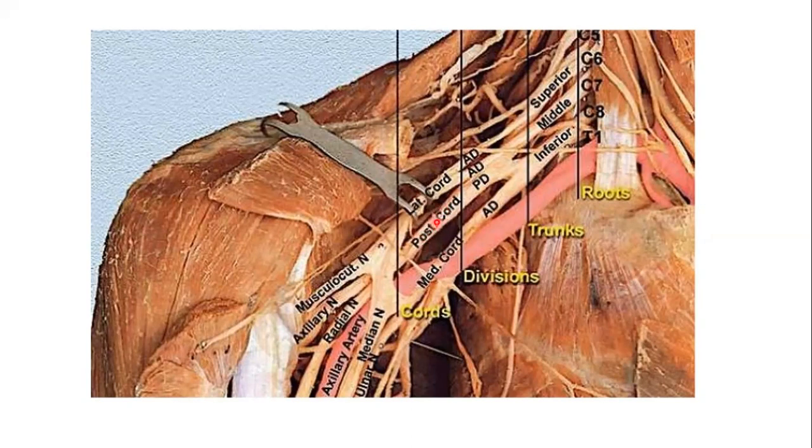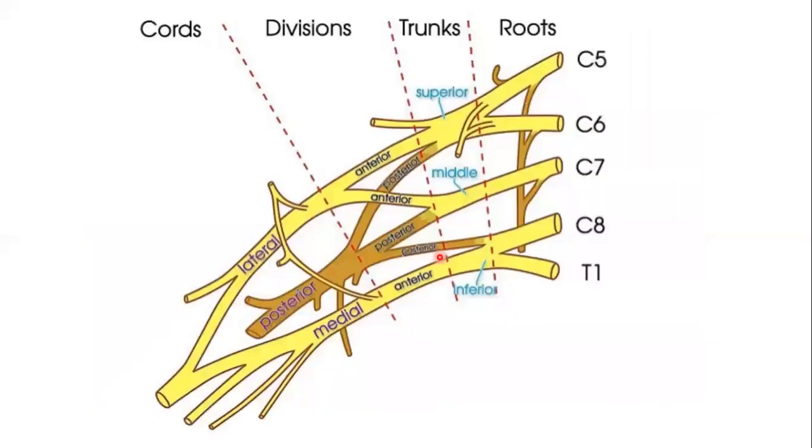And the posterior cord lies behind the axillary artery, the second part of the axillary artery. The lateral cord is called lateral because it lies lateral to the axillary artery, while the medial cord lies medial to the axillary artery.